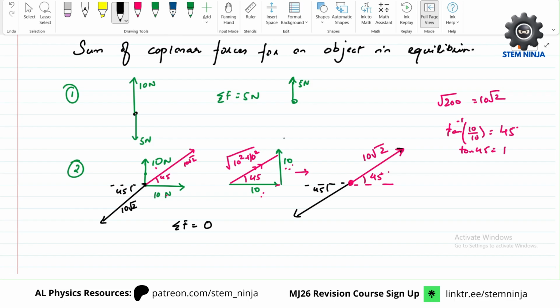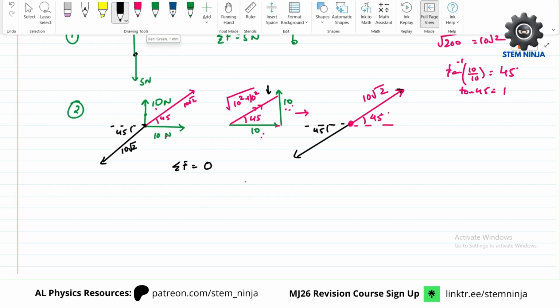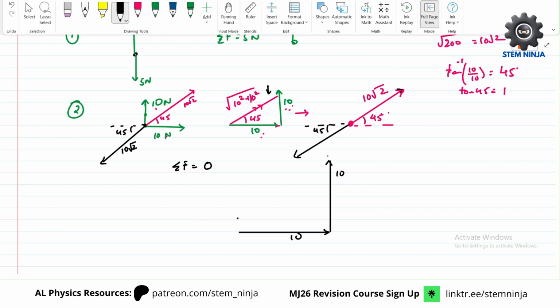Now, what that means is that instead of this pink one, if we do one slight change, we have this 10, we have this 10, and instead of providing a force in this direction, we can provide a force just like we have on the left side, like this. This is 10 root 2 at 45 degrees to this.